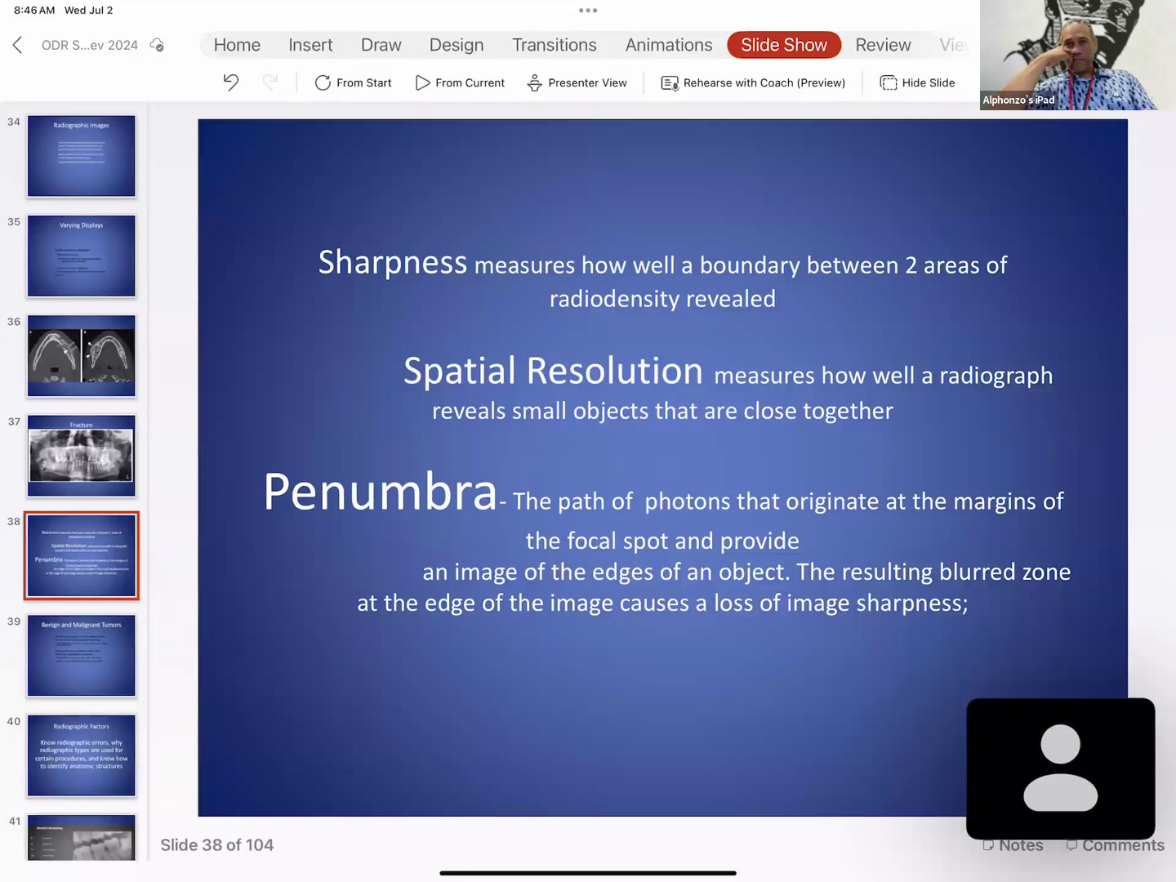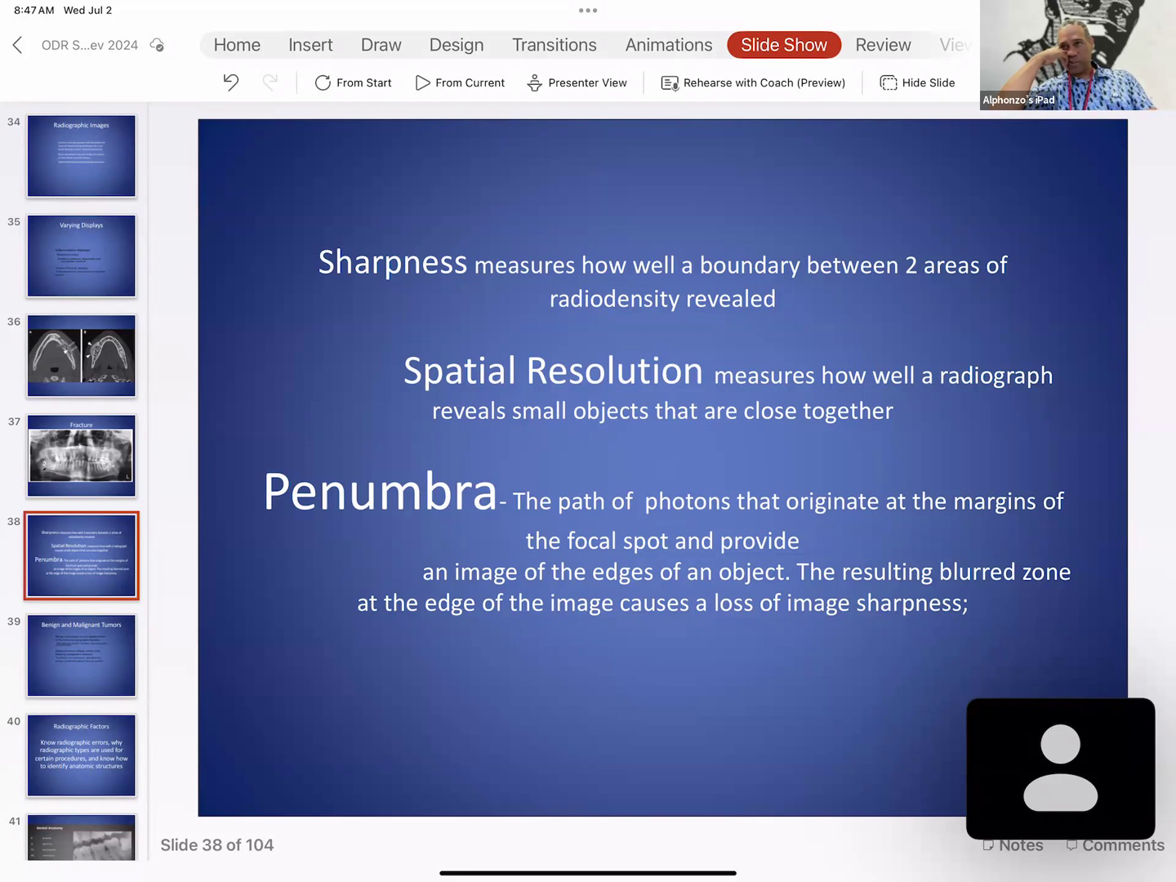What we need to have a good image: we need sharpness, we need spatial resolution, and we need to understand the concept of penumbra and how that helps us to get that. Sharpness measures how well a boundary is defined between two areas of radiodensity. Spatial resolution measures how well a radiograph reveals small objects that are close together.